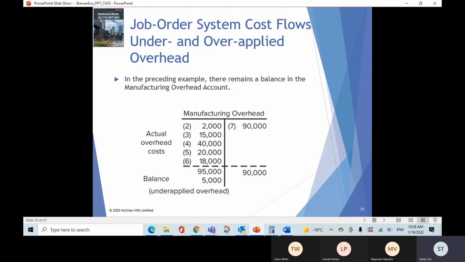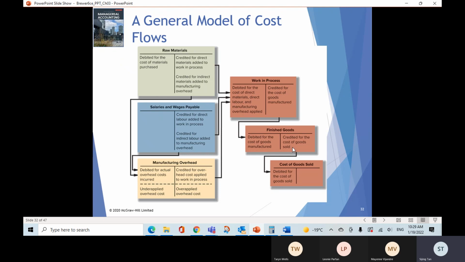So in the case of raw materials, transfer out consists of both direct and indirect materials requisitions. Direct material requisitions are added to the work in process inventory. Indirect materials requisitions are debited to manufacturing overhead. Then we credit raw materials, right? So additions to work in process consist of direct material requisitions, direct labor, and overhead applied. Transfer out of work in process consists of costs transferred to finished goods. Transfer out of finished goods consists of cost of goods sold. So that is the whole summary for this picture.